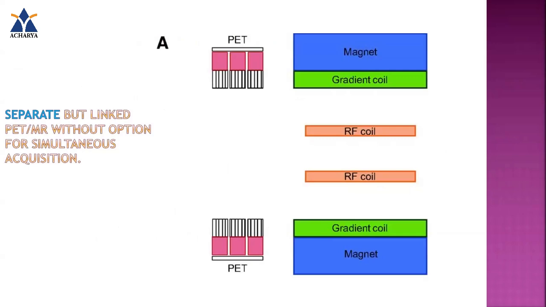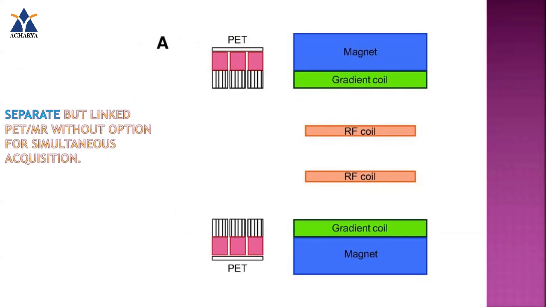So first, this is the method where the PET is kept separately. It is a PET gantry. The PET gantry is kept separately, and this is the MRI gantry. It is kept separate. It is not linked. After getting the image data, both the data are sent to the computer where the image is fused to form what is called a fused image.